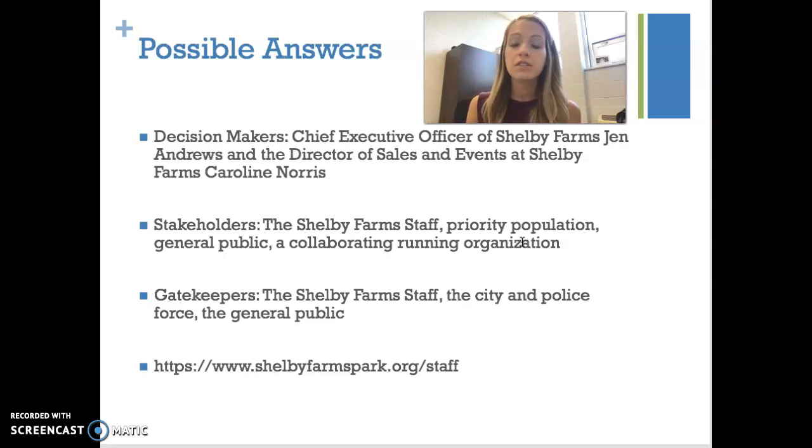The city and police force. Think through when you actually want to host the 5K. What if there's something else going on in the city and the police force says, no, we can't have individuals helping with traffic that day because we have some other event? That could be a gatekeeper. And the general public could also be some gatekeepers in this example.